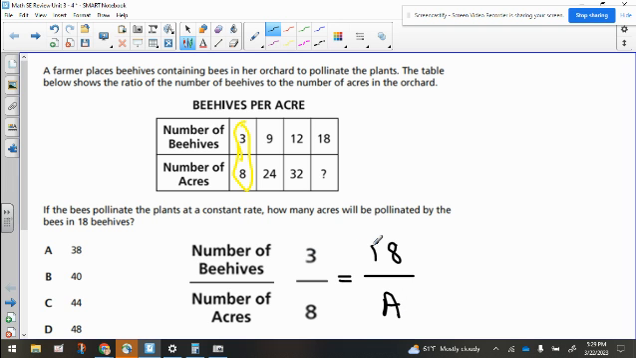Now, as it turns out, 3 times something does equal 18. It would be times 6. So the only thing left you would have to do is to do the 8 times 6 to get the answer.